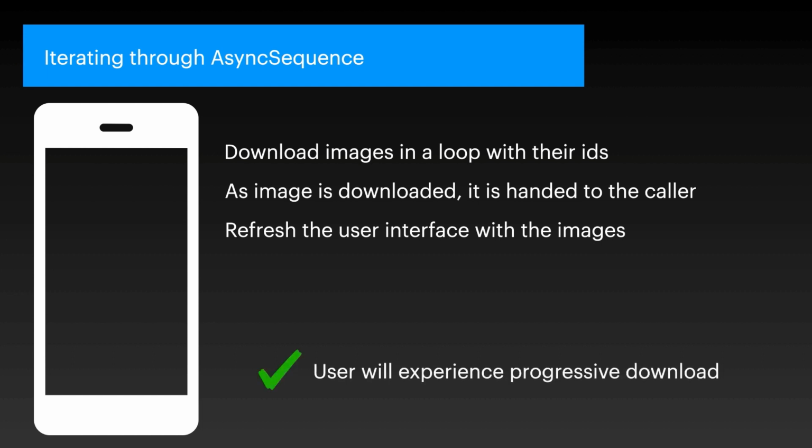This experience is called progressive download, and the users will experience it. The user will see the UI refresh instantly, even though the images are still being downloaded, but they will start to see something on the UI. As the images are downloaded, they will be visible on the UI. And this is possible by using async sequences. Now let's go ahead and jump into async sequence and see how we can utilize this new feature.